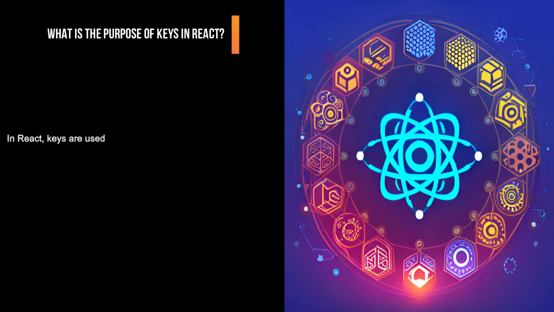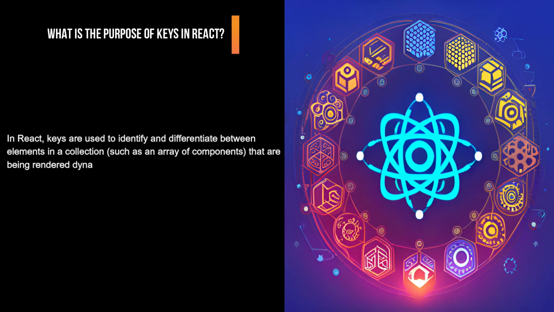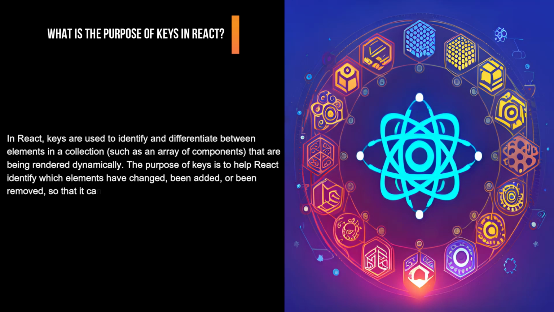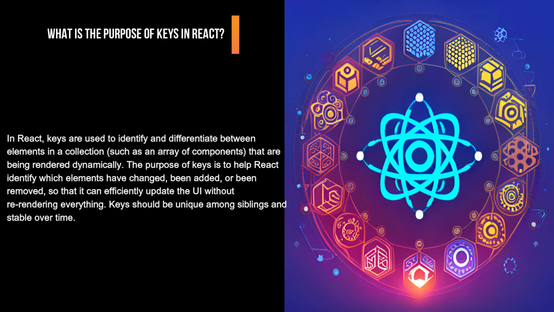What is the purpose of keys in React? In React, keys are used to identify and differentiate between elements in a collection, such as an array of components, that are being rendered dynamically. The purpose of keys is to help React identify which elements have changed, been added, or been removed, so that it can efficiently update the UI without re-rendering everything. Keys should be unique among siblings and stable over time.